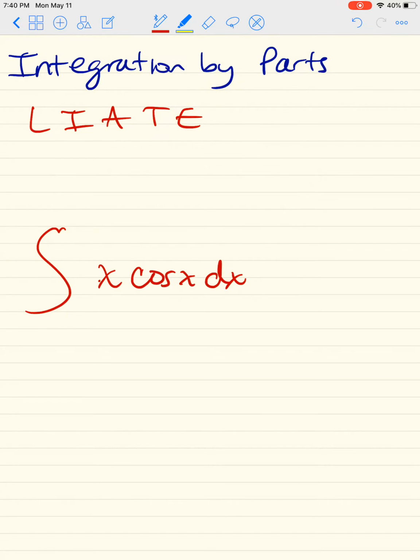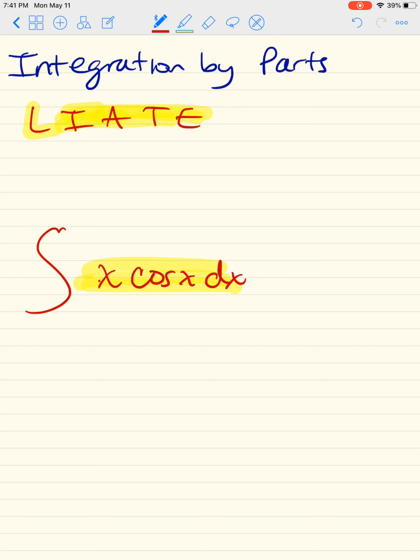I'm going to teach you how to integrate by parts in under 3 minutes, okay? So, why do we integrate by parts? Because we can never integrate a product, okay? So, here we go. I have an acronym here, LIATE, LIATE, okay? So, what does that mean?